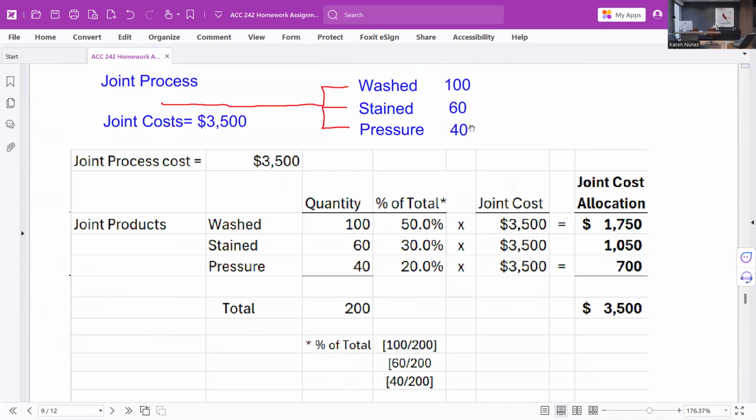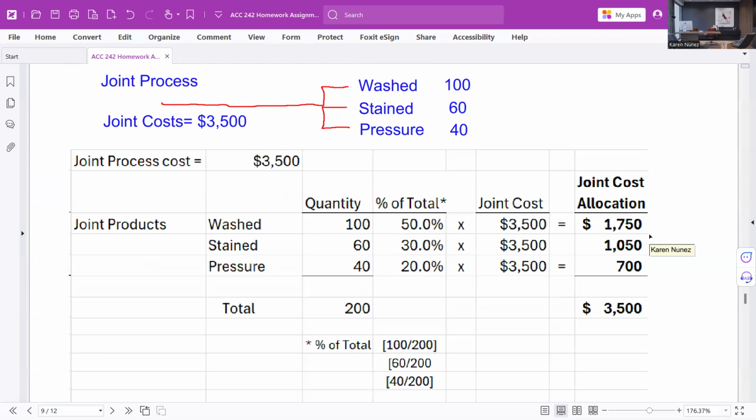So we have the quantities 100, 60, and 40, right? Joint costs in this process are 3,500. These are the percentages, right? Total number of boards is 200. 100 plus 60 plus 40 is 200. 100 divided by 200 is 50%. 60 divided by 200 is 30%. 40 divided by 200 is 20%. Multiply times the cost, that's our allocation. So the amount that we allocate of the joint cost to the three products is shown here. That's all we need. That's the joint cost allocation.